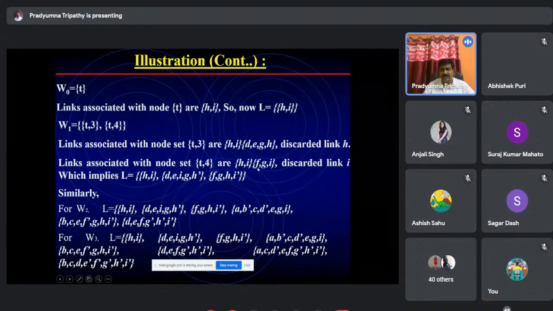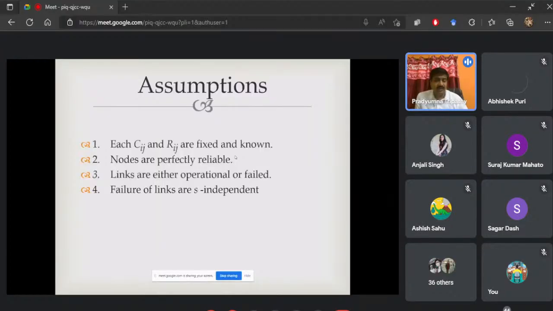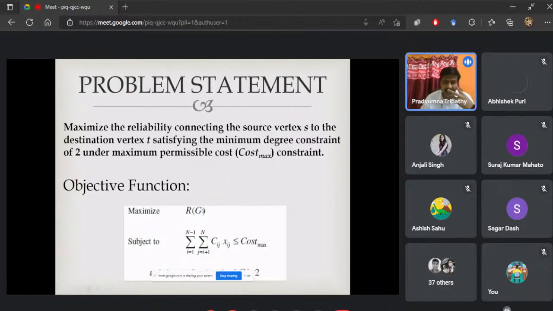Here we get H, F, G, H. I think the nodes will never fail, but for our assumption, we have taken the nodes as perfectly reliable, and the failures of links are statistically independent. That means the failure of a link doesn't give rise to the graph. So we have written R of G. The objective is to maximize the reliability subject to this cost constraint. That means the summation of the cost should be less than the maximum cost that has been defined.